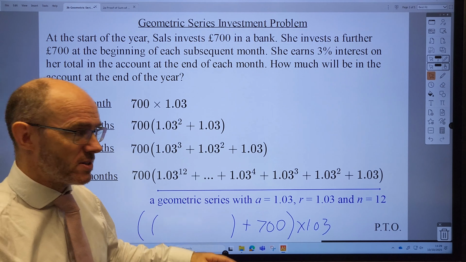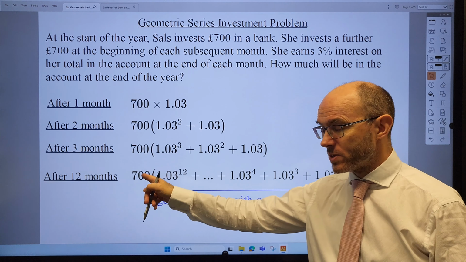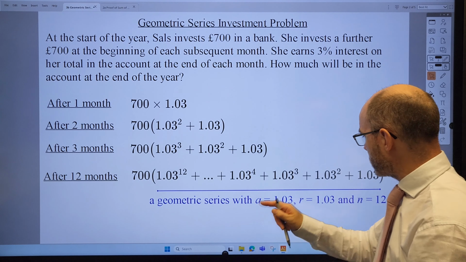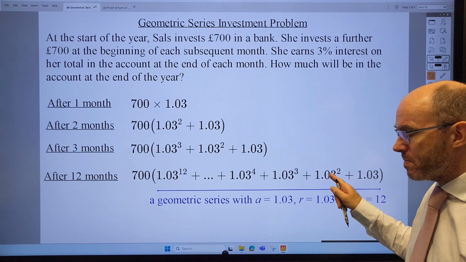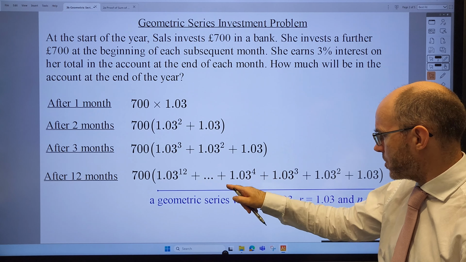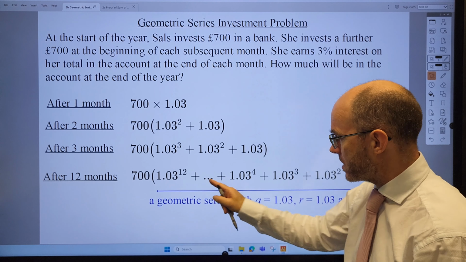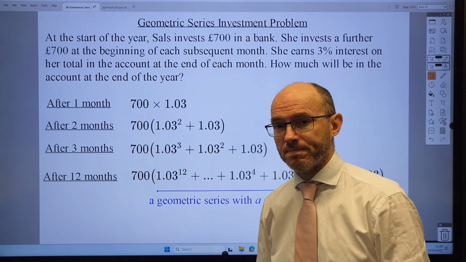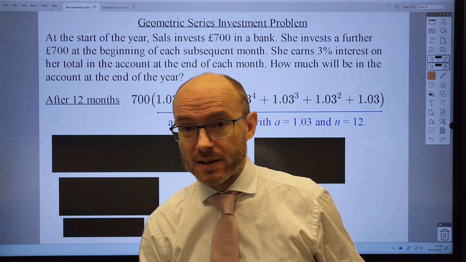This is a geometric series now. Okay, that's the relevance with geometric series. If you ignore the 700 in the brackets here, if you start at this end, A, your first term, 1.03, multiply each term by 1.03, so your common ratio R is also 1.03, and there's 12 terms. So that's your geometric series, all multiplied by 700. Okay, so that is summarised here, exactly the same line.